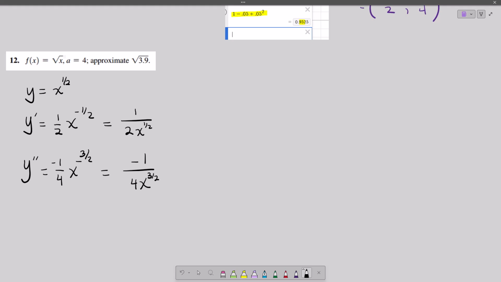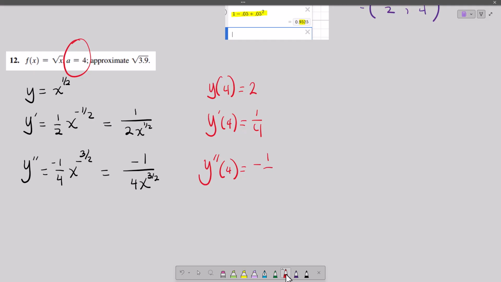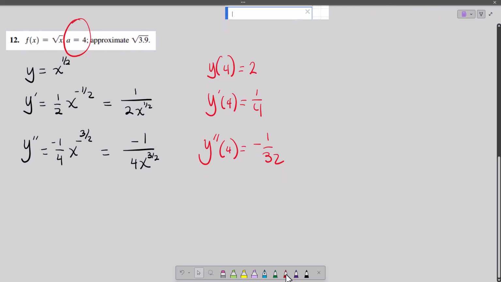Okay, next we evaluate. So they tell us that our center is 4. So we want y of 4, which is 2. y prime of 4, which is 1/4, y double prime of 4, plug in the 4 there, square root of 4 is 2, 2 cubed is 8, 8 times 4 is 32, so we get negative 1 over 32. So now we have all our constants. Now we can build our approximations.